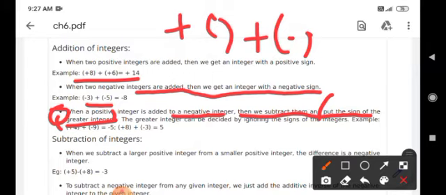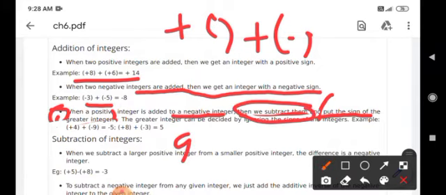Okay, now you can see this example. Plus 4 plus minus 9. So what is the answer here? 5, isn't it? And the sign will be minus. So if one positive and one negative number is there, then we have to do subtraction. Which is greater here? 9 is greater, so 9 minus 4 is equal to 5.